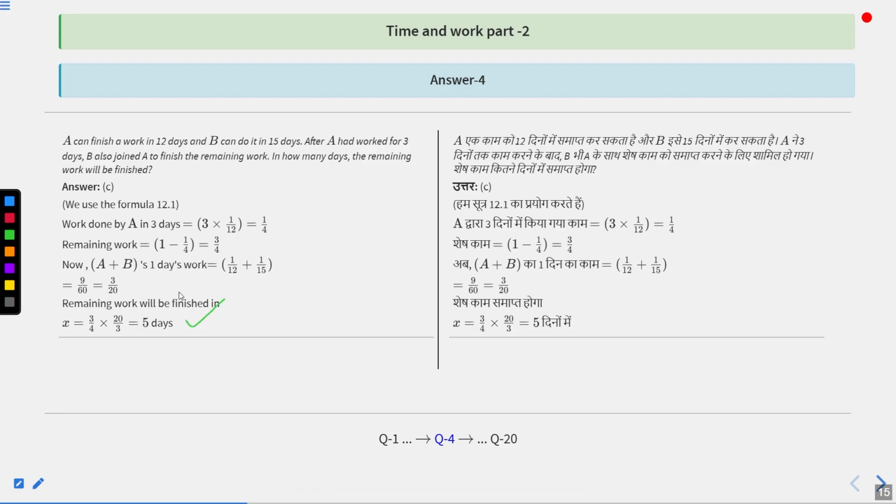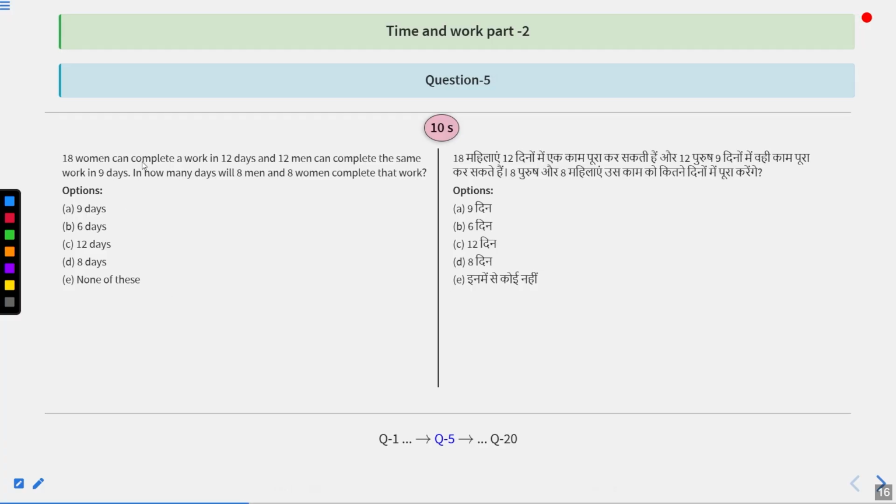Clear? Next. 18 women can complete a work in 12 days and 12 men can complete the same work in 9 days. In how many days will 8 men and 8 women complete that work? You have 5 options and 10 seconds to analyze the question. Your time starts now. Now time's up. Let's see the solution.